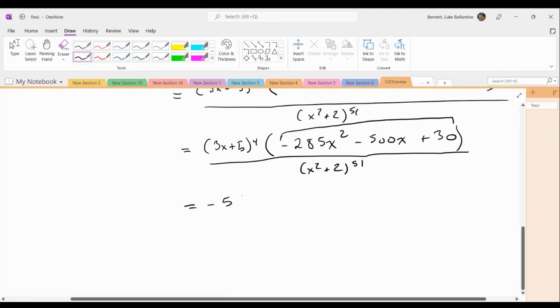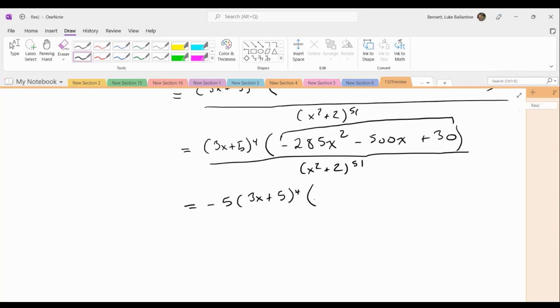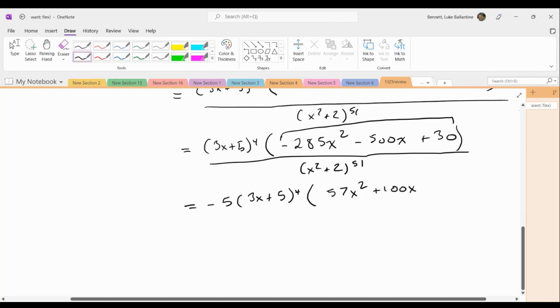I'm going to factor out a negative 5. And then 285 divided by 5 would be 57. And then 500 divided by 5, oh yeah, that's 100. And then 30 divided by negative 5 would be negative 6. Oh gosh. Well, hopefully you don't have to find any critical points, because that would entail setting this equal to 0.